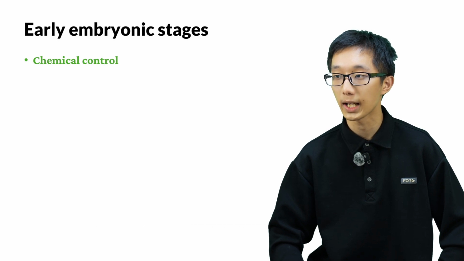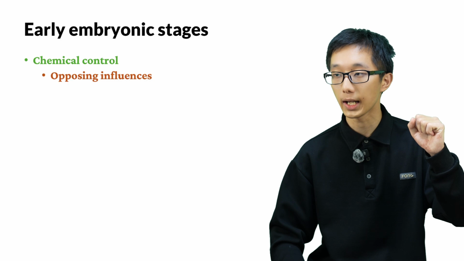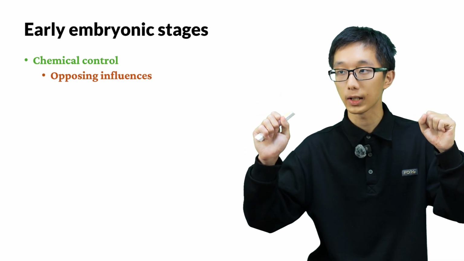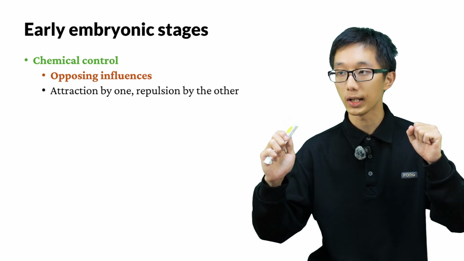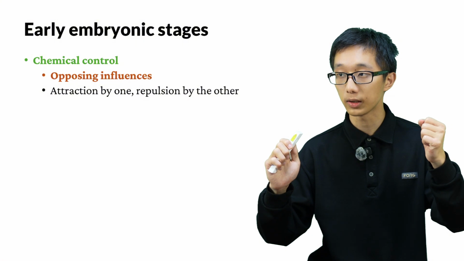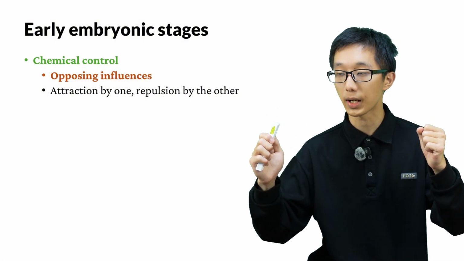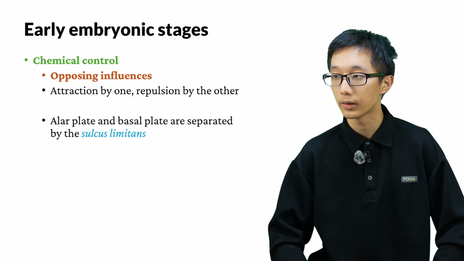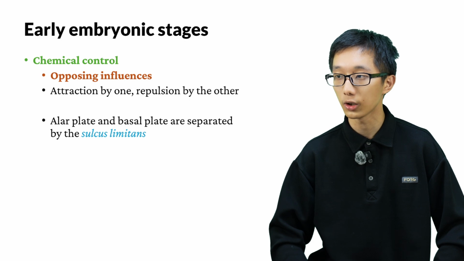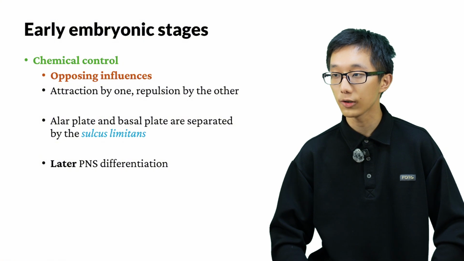So we have on the one hand SHH, and on the other hand BMP and WNT. These have opposing influences on the cells. The cells are usually attracted by one and induced by this one, but repulsed and inhibited by the other. Alar plate and basal plate are therefore separated by the induction of these signals. They're not completely separated and mix a little bit, but there is a rather clear distinction between them, called the sulcus limitans.